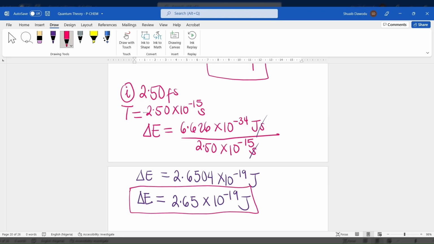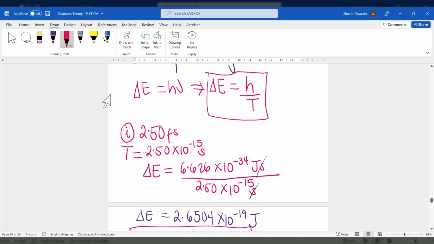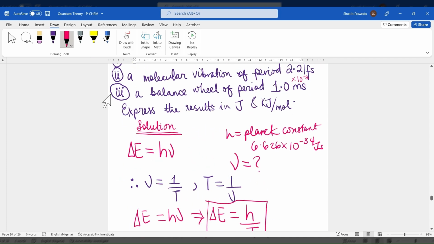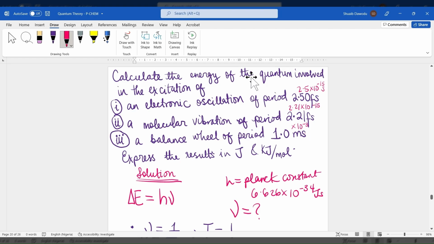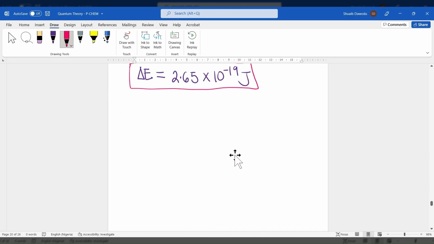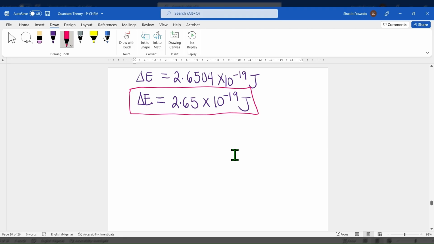Now, we're going to go back to the question because I just realized something and I want you guys to take note of this. While they asked us to calculate the energy of the quantum wave, the excitation of three independent questions below of different periods, we're also told at the very end to express the results in joules, which we've successfully done, and in kilojoules per mole. I want to explain this, and there are other videos that have this explanation as well, and I'm going to do the same thing in this video.